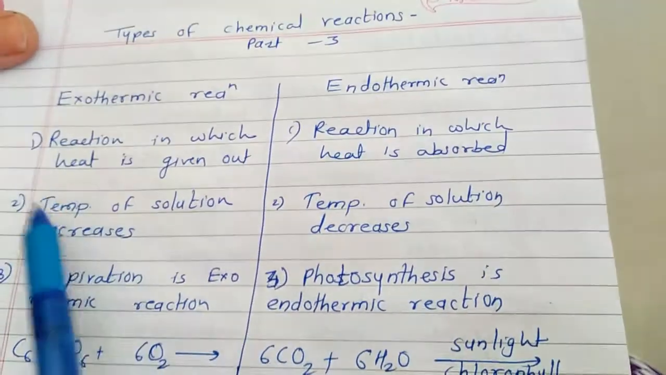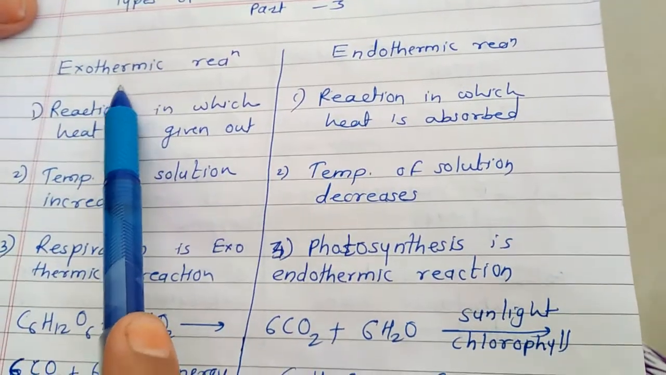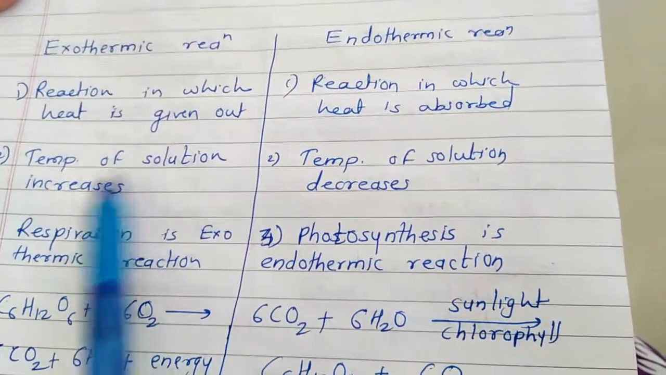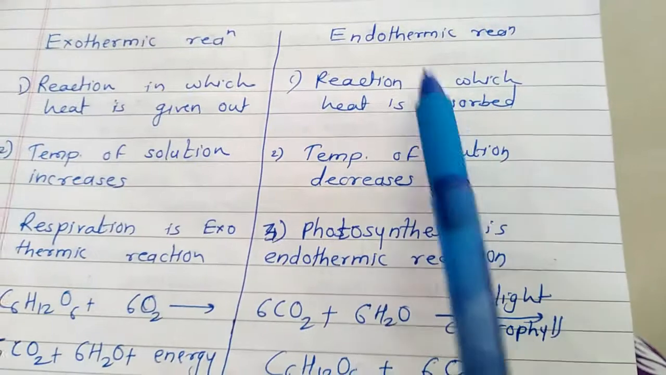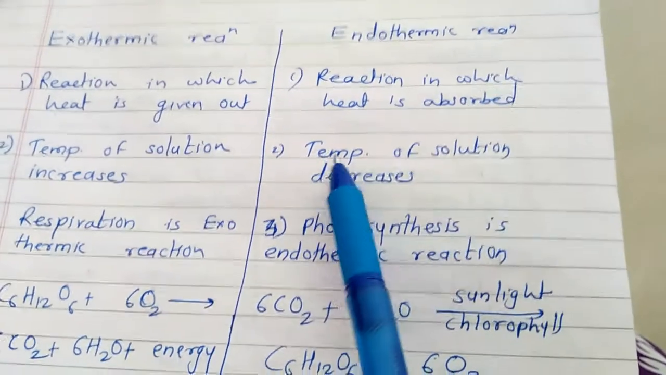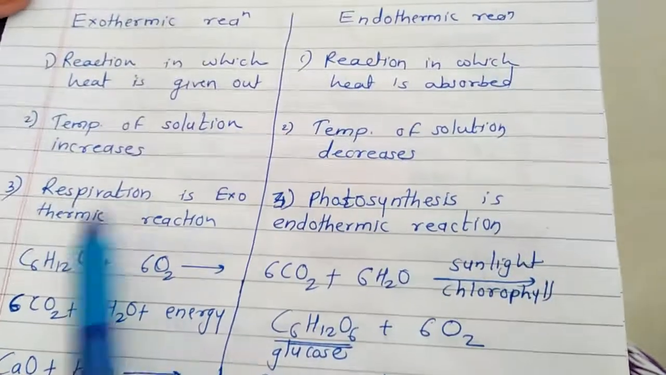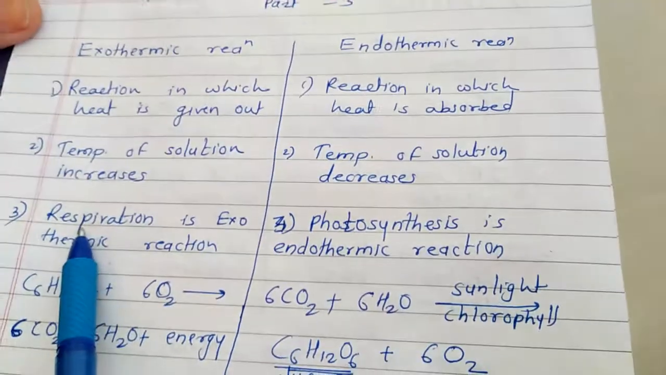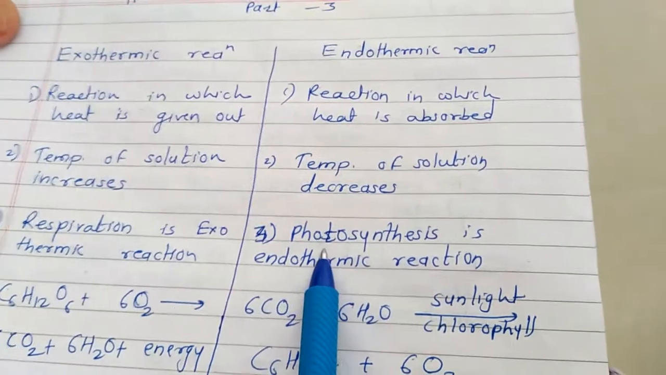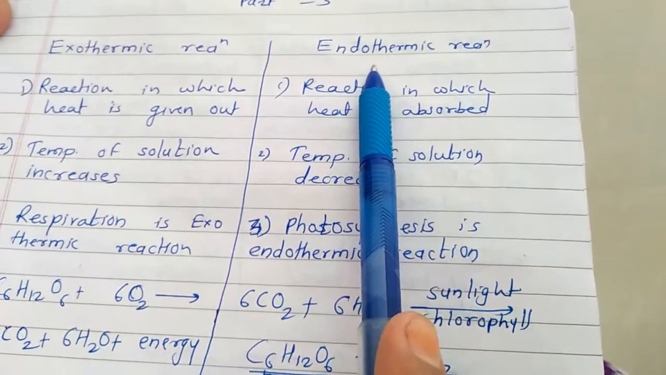If we observe the temperature, when there is an exothermic reaction, the temperature of the solution increases. And whenever there is an endothermic reaction, the temperature of the solution decreases. So it will be clear by taking examples. Respiration is an exothermic and photosynthesis is an endothermic reaction.